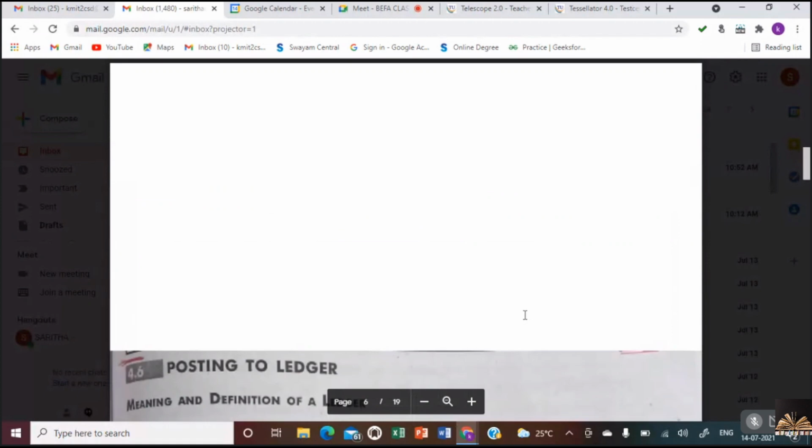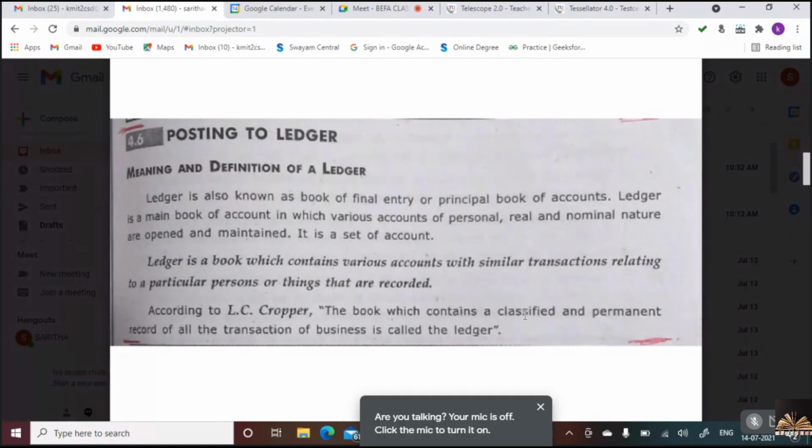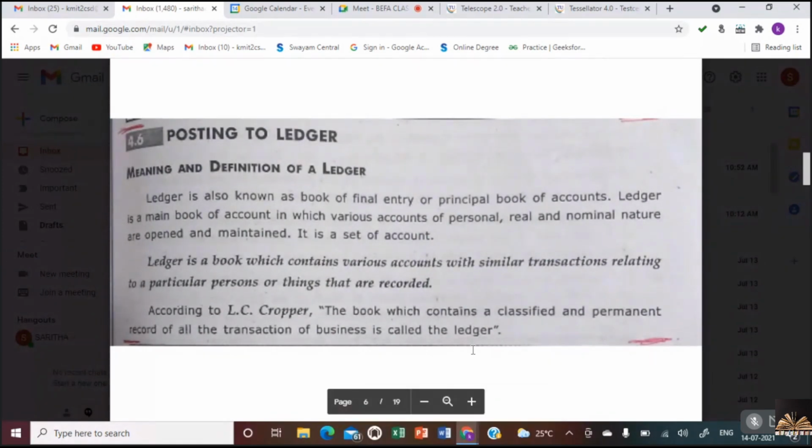So this is how we pass the journal entries. Now, posting to the ledger. What do you mean by ledger? Ledger is also known as the book of final entry or the principal book of accounts. It is a book of accounts in which various personal, real and nominal accounts are opened and maintained. It is a set of accounts. We close the books of accounts on 31st March.